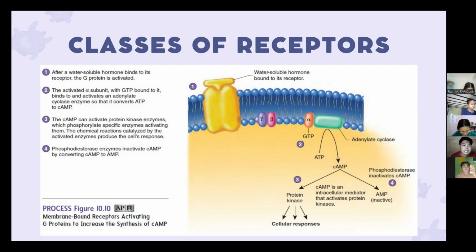The cAMP can activate protein kinase enzymes, which phosphorylate specific enzymes, activating them. The chemical reactions catalyzed by the activated enzymes produce the cell response. Then the phosphodiesterase enzyme inactivates cAMP, converting cAMP to AMP.